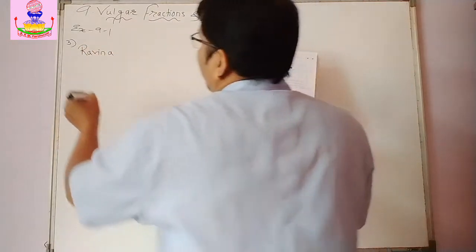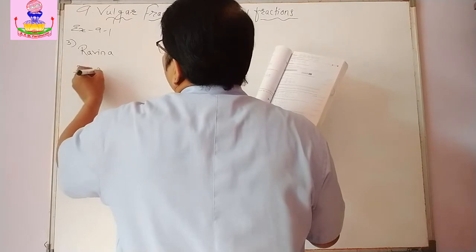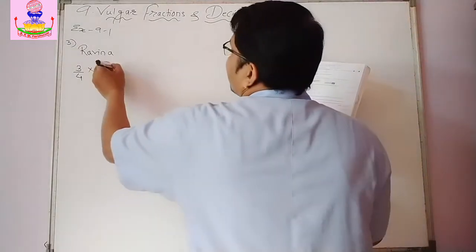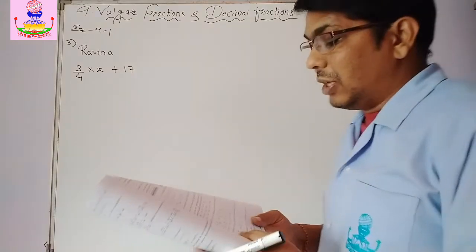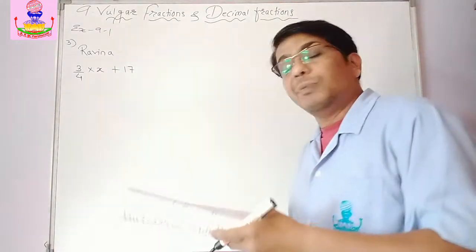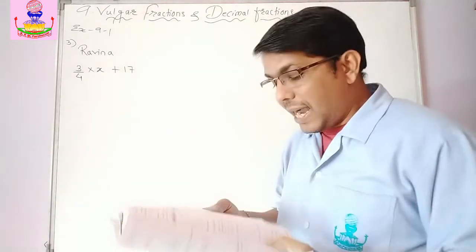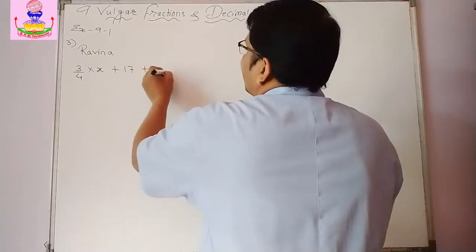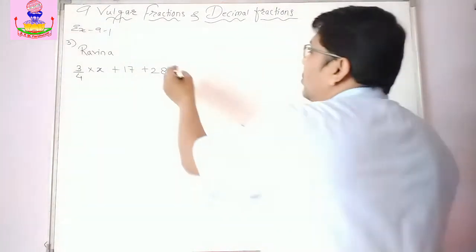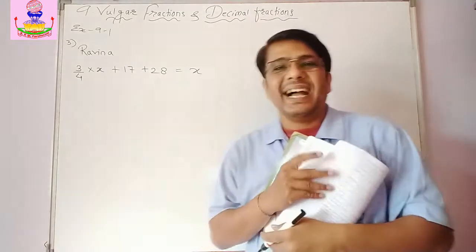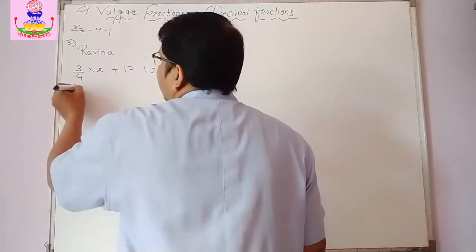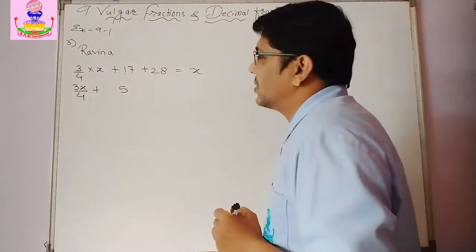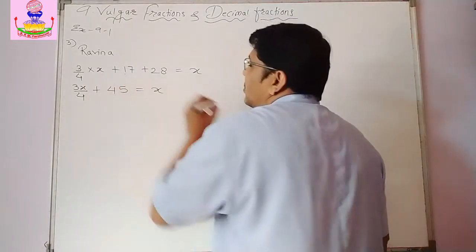Now Ravina read 3/4 part, means 3 upon 4 into x. Total number of pages x. Then how many pages were left? Sorry, not left, she read 3/4 part and 17 pages. So plus 17. And how many pages were left? 28 pages. Okay, so plus 28. Now that total is equivalent to total number of pages. I hope you have understood. Now so 3x upon 4 plus 17 plus 28, that is 45. That is equal to x.